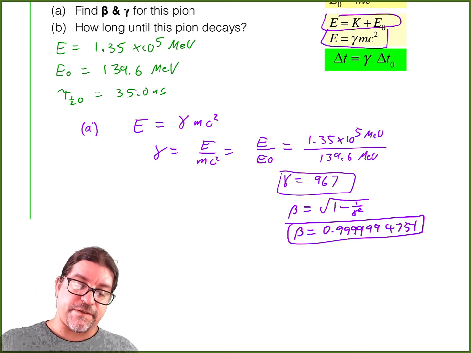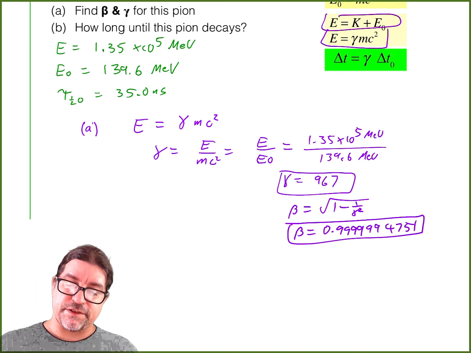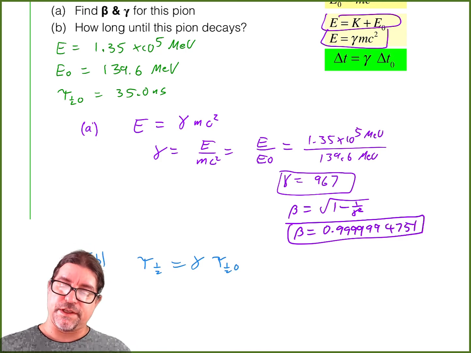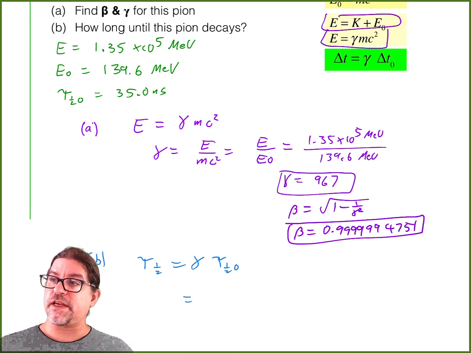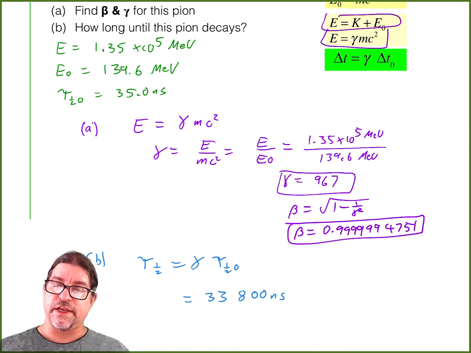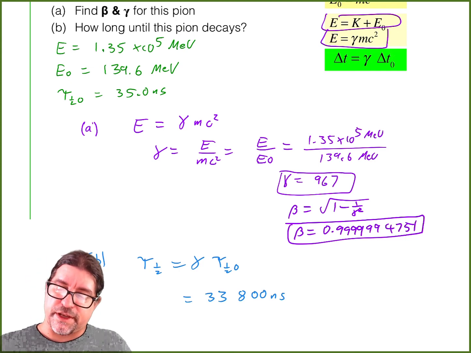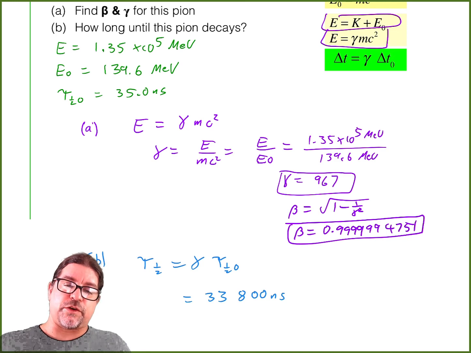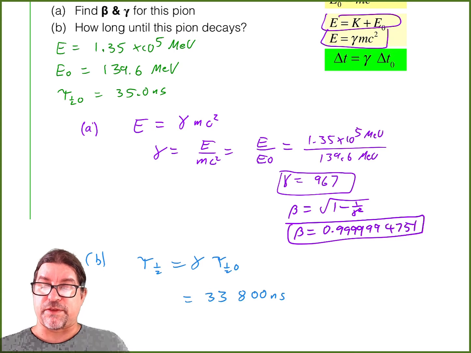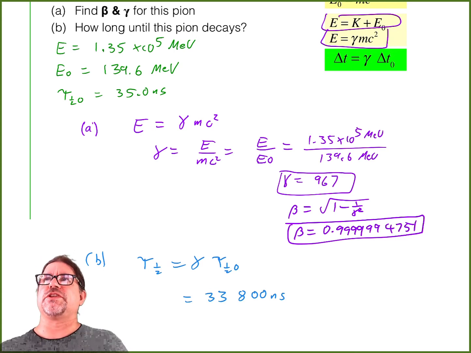We can use that then to find the half-life, because the half-life in a moving frame is going to be equal to gamma times the half-life in its rest frame. So we plug in for gamma, and we get approximately 338 nanoseconds—I'm rounding here. So it'll live a lot longer when it's moving fast. Initially, its half-life in its own frame was 35 nanoseconds, but when it's moving fast enough, its half-life in our frame will be about 33,000 nanoseconds. So that's an introduction to energy in special relativity.